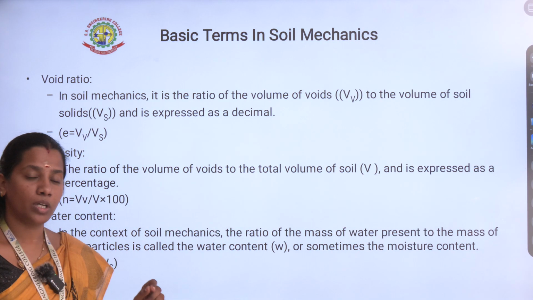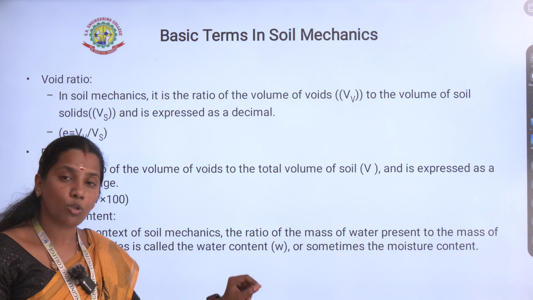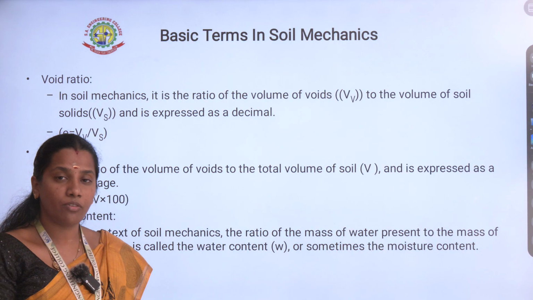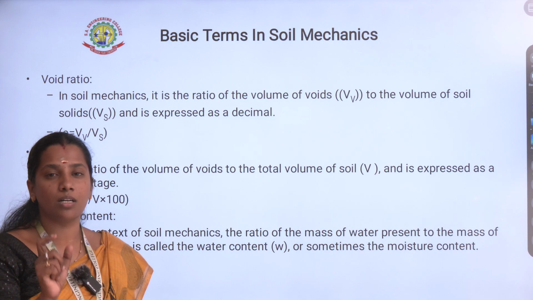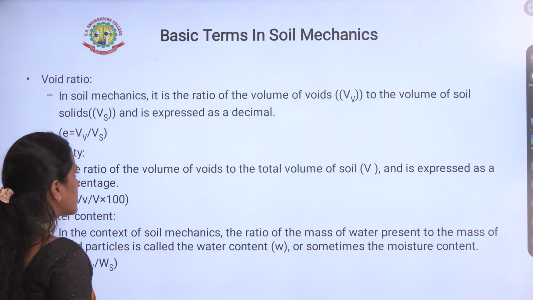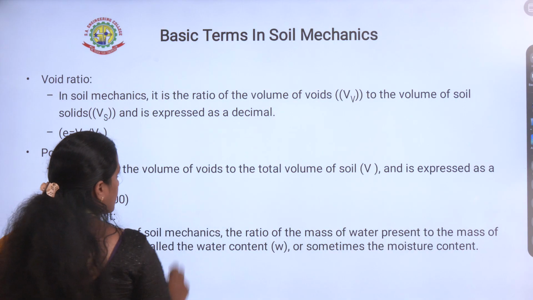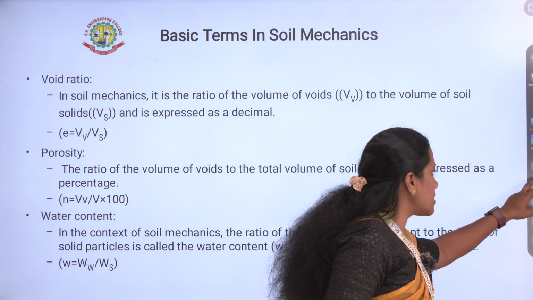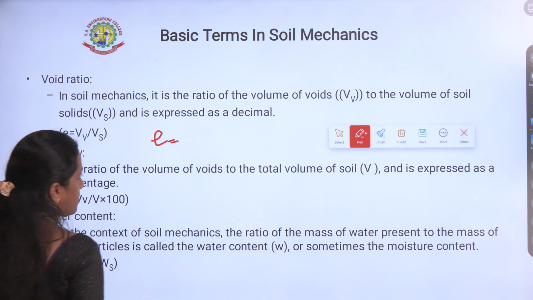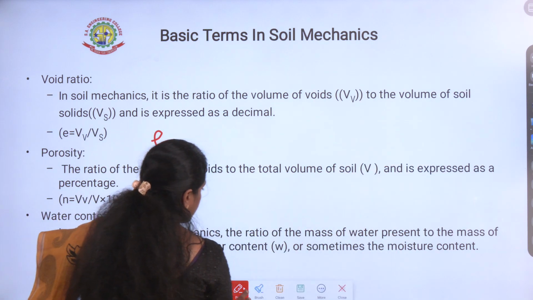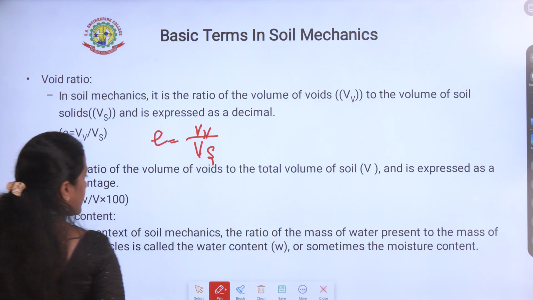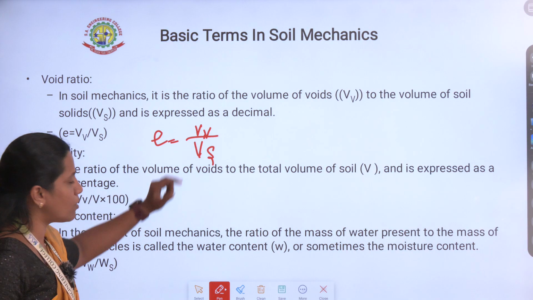Initially, I would like to suggest that these formulas are the most important, the basics of soil mechanics, so that even if you are trying to solve a single problem, you need to understand them. I would like to start with void ratio, which is represented as e. Void ratio is the ratio between the volume of voids and the volume of solid particles.